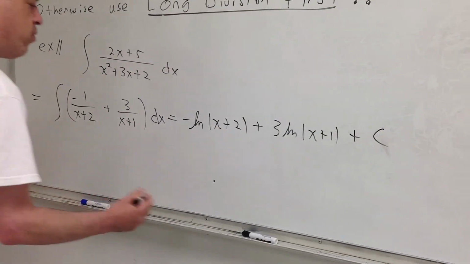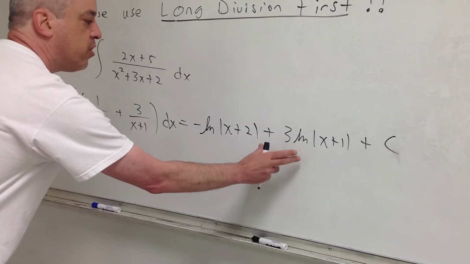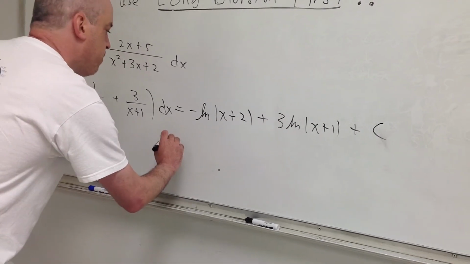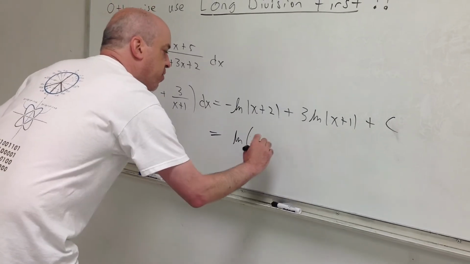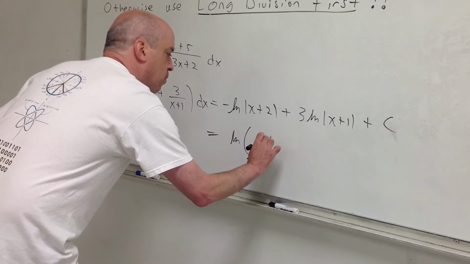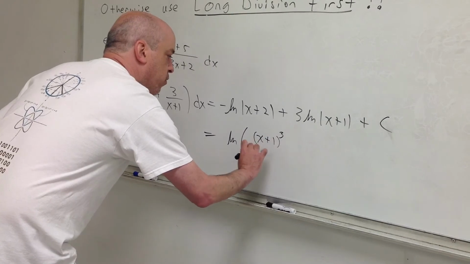Now, for those of you who want a little practice, using your properties of the logarithm, one can rewrite this as the natural log of x plus 1 cubed over x plus 2.